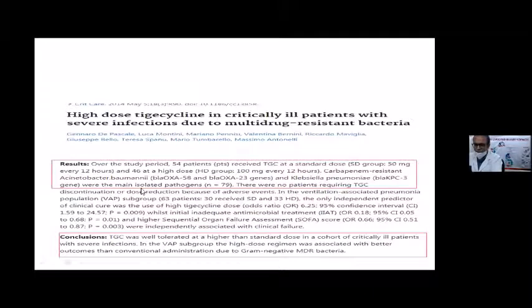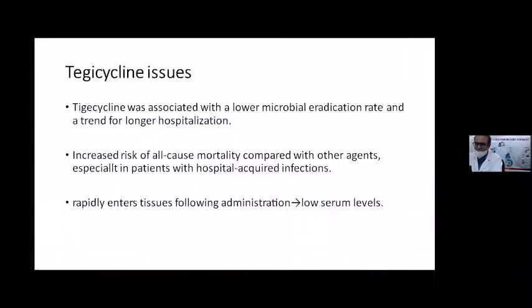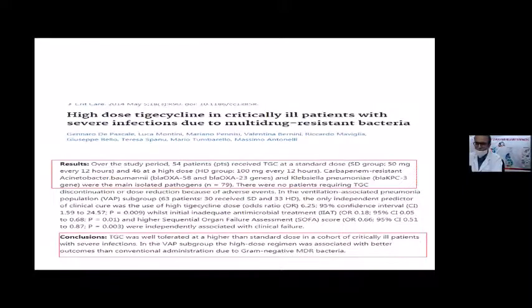Now what about Tigecycline? In pneumonia, Tigecycline can be used, but various studies report that instead of the normal dose of 50 milligram every 12 hours, a higher dose of 100 milligram every 12 hours shows better results for treatment of pneumonia. As you can see in the conclusion, Tigecycline was well tolerated at higher than standard dose in a cohort of critically ill patients with severe infections in the VAP subgroup. The higher dose regimen was associated with a better outcome than conventional administration for gram-negative MDR bacteria. So if we are using Tigecycline for pneumonia, instead of 50 milligram BD, we should be using a 100 milligram BD dose. But Tigecycline has many issues. It's not a simple drug.